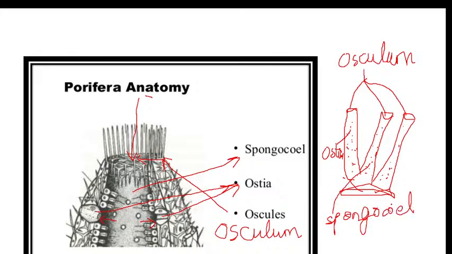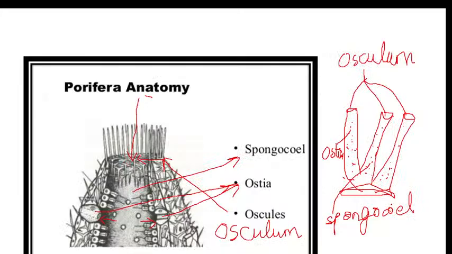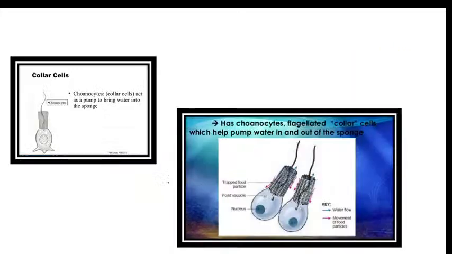This is a general anatomy pattern. Now let's see one by one, and here you can see different types of cells. A large number of cells are there. Here you can see some flask shaped cells, a round cell with a neck and a flagellum. And here you can see some star shaped cells. We'll see one by one.